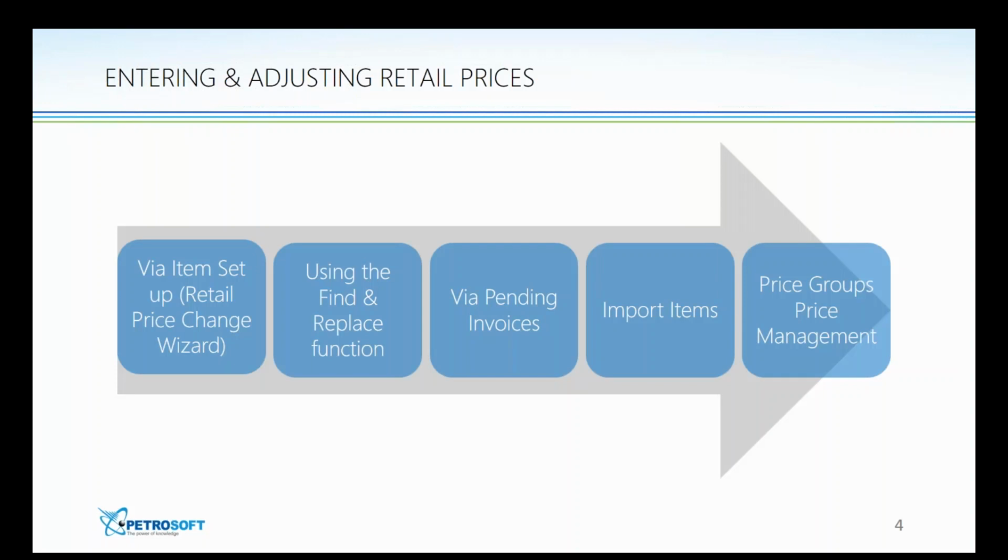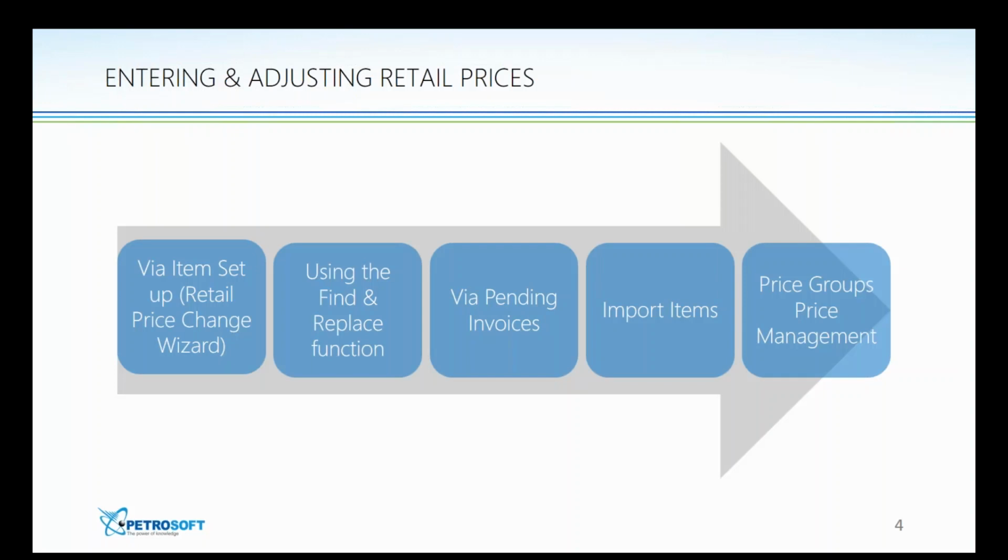Okay, so today I am going to demo 5 different ways that we can adjust your retail prices. Number one being the most direct, going directly into your item setup and using the retail price change wizard. Number 2 is one we actually did demo last week, but I think it is useful and underutilized, so I am going to review again using the find and replace function for changing prices.